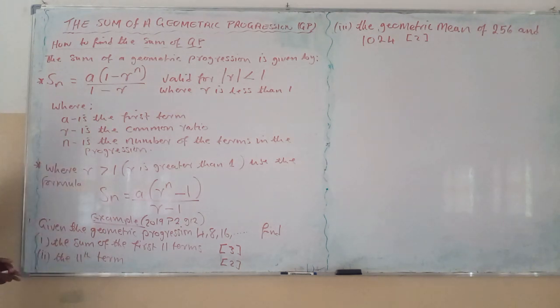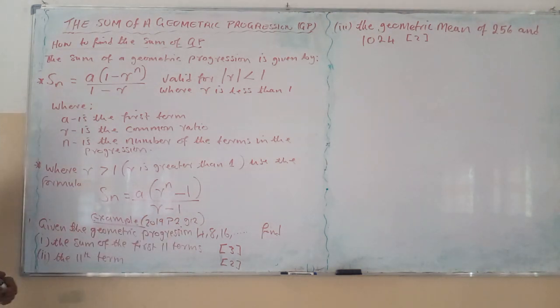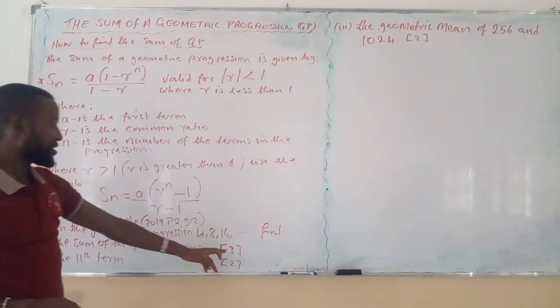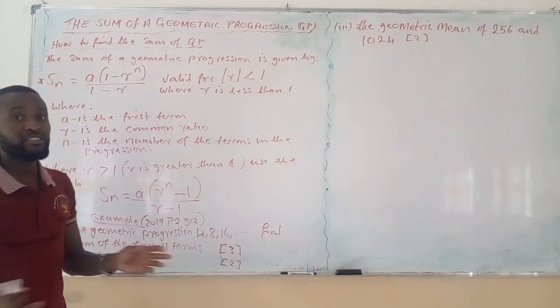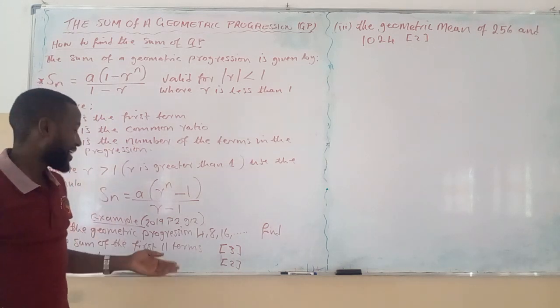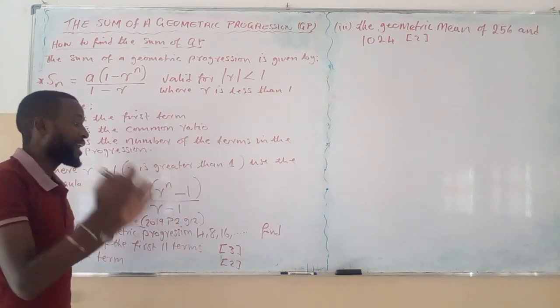This question is from 2019 Paper 2, Grade 12. And how many marks does it carry? 7 marks, as you can see: 3, 2, 2. Imagine Paper 2 is out of 100 marks, and this question carries 7 marks. So it's a must, you need to be able to answer this question.